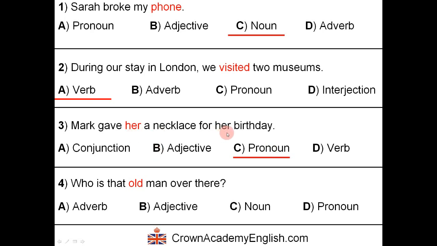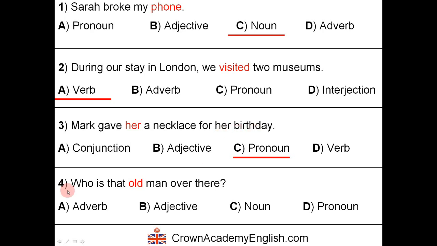Notice we have another word, her, here. But this is different. It's the same word, but here it is, in fact, an adjective. It's a possessive adjective, her birthday. So that is why this quiz is so important. It's to understand that words in different contexts can have different uses. Okay, so here it's a pronoun, and here it's in fact an adjective, possessive adjective.